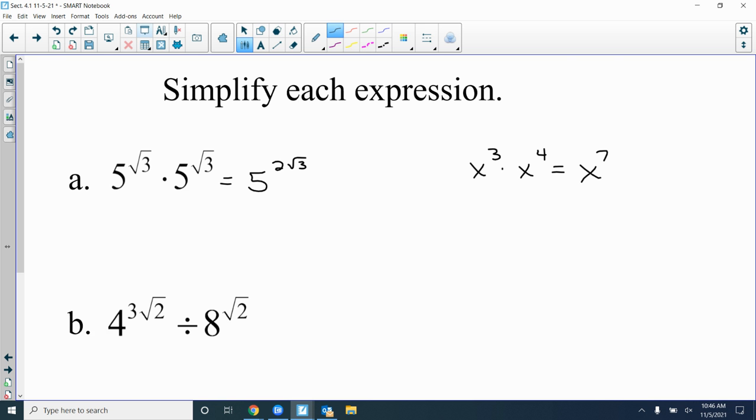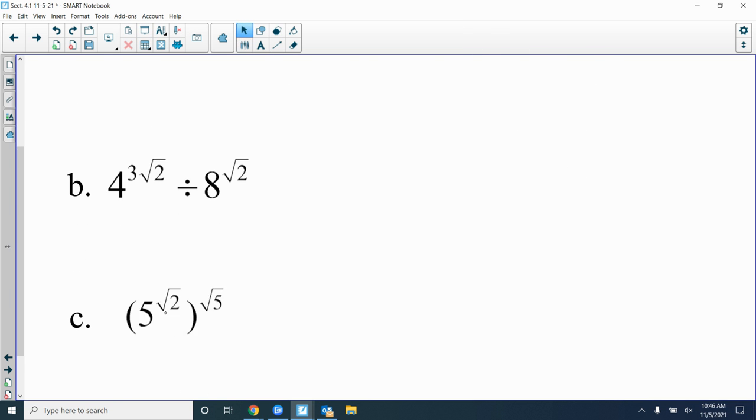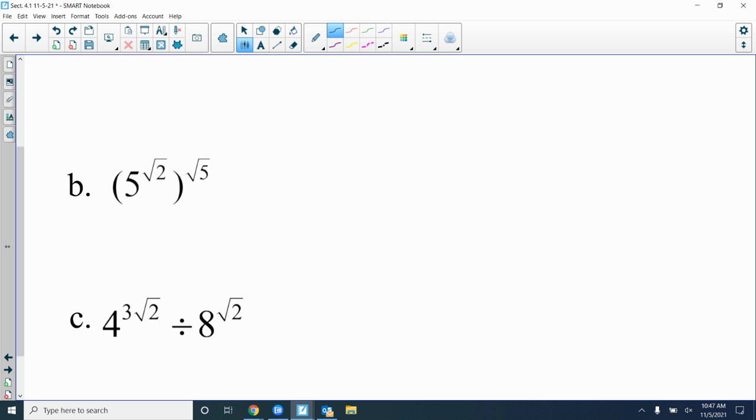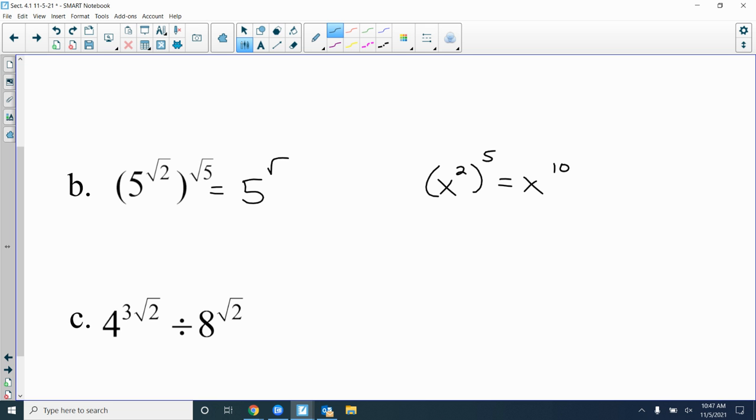Now, don't write this down yet because I want to flip A and B, or B and C. All right, now go ahead and write down B. 5 radical 2 to the radical 5 power. What do you do to a power to a power? Multiply. So remember, if you have x squared, we'll make this something a little simpler, to the 5th power, you make that x to the 10th power. Well, this is going to be 5 to the square root of 2 times square root of 5, square root of 10 power. Now, you always want to try to reduce, but radical 10 doesn't reduce. We're just going to leave that.